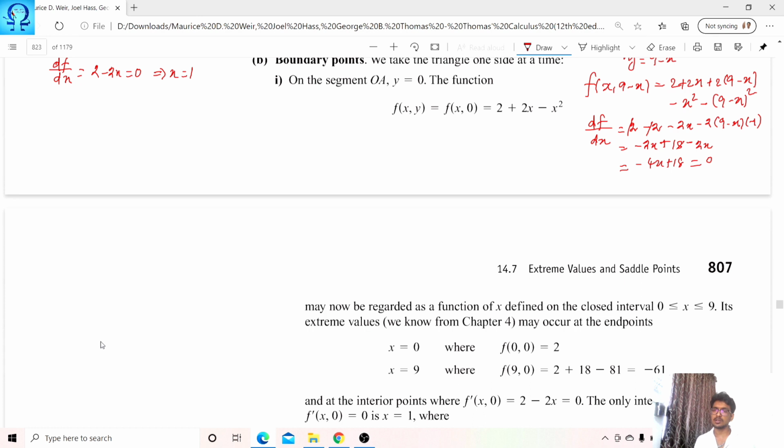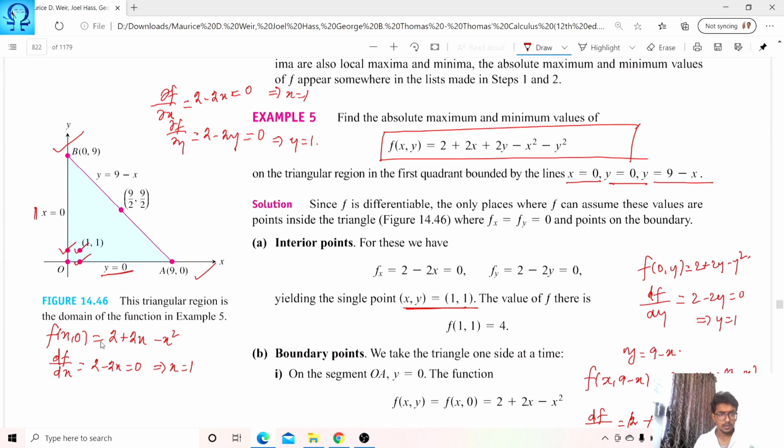If you equate this to 0 and solve for x, you will get 18 upon 4, which is 9 upon 2. So you have your y to be 9 minus x. In this, 9 minus 9 upon 2 is going to be 9 upon 2. So you get a point 9 upon 2 comma 9 upon 2. So that is what we have here.